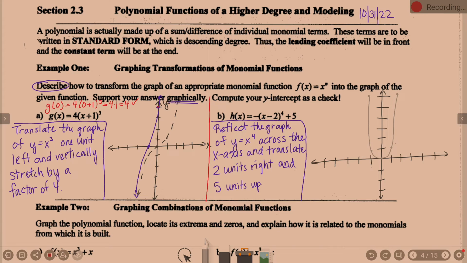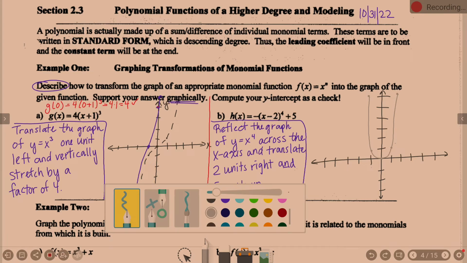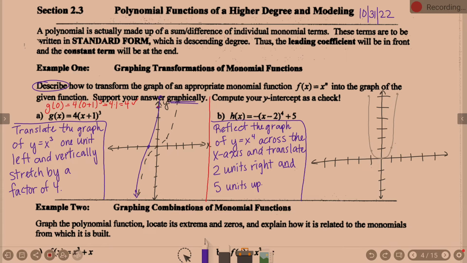Okay, so now we've got to do ours. You can do this just like we shift parabolas. Where are you taking the vertex? 2 right and 5 up. There's my new vertex, yes?